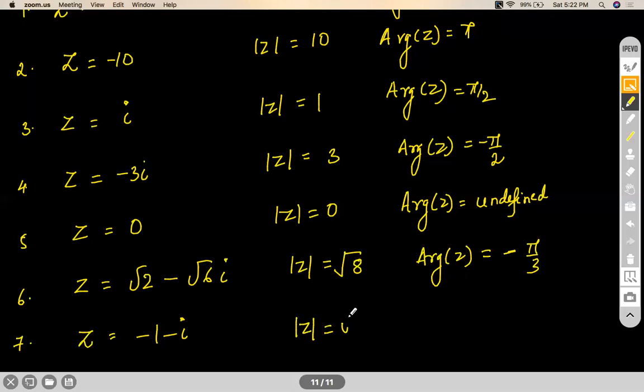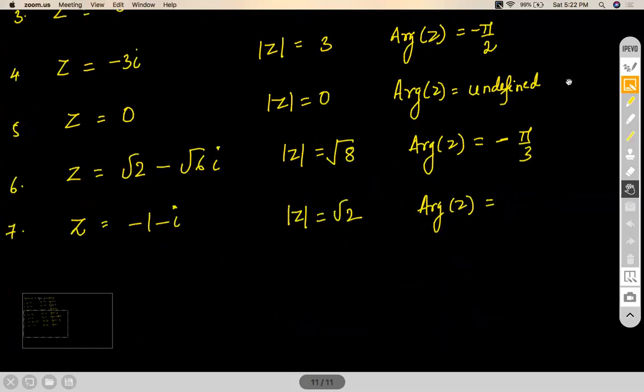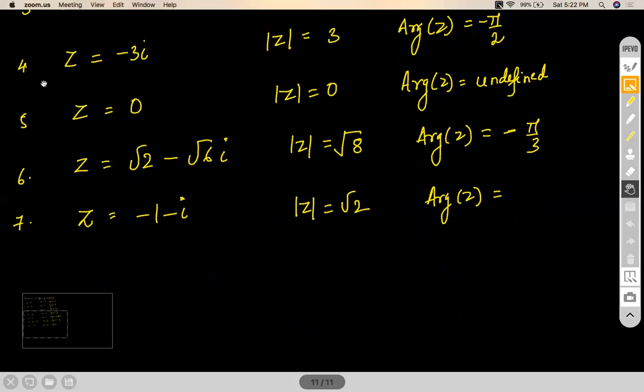Modulus is root 2. And argument is, I think we did this. Okay, now Shreyas is asking me how do we find out the argument very briefly. So Shreyas, I would like to take the last question as an example.